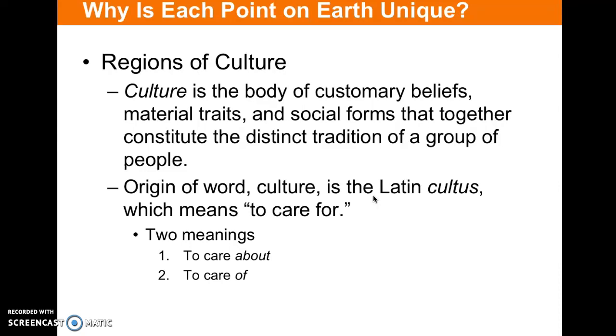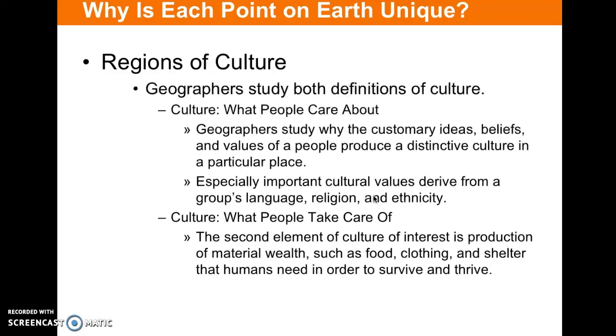The origin of the word culture is from Latin, cultus, which means to care for. We care about things, we take care of things, and that kind of defines culture. Although, again, I can't emphasize enough, culture is a learned pattern of behavior, and it's shared. You can't have a single culture to yourself.